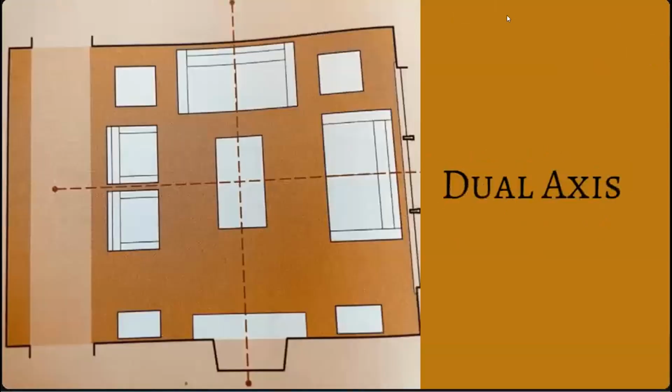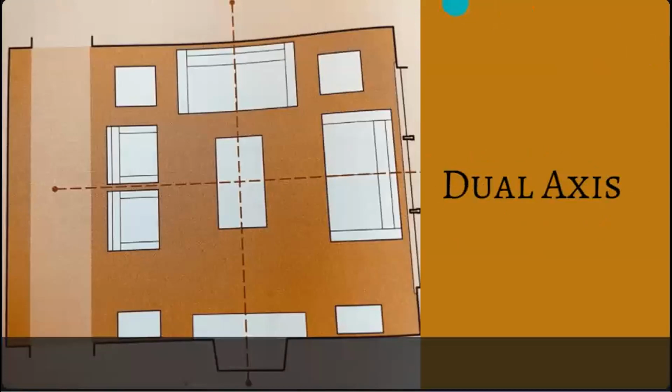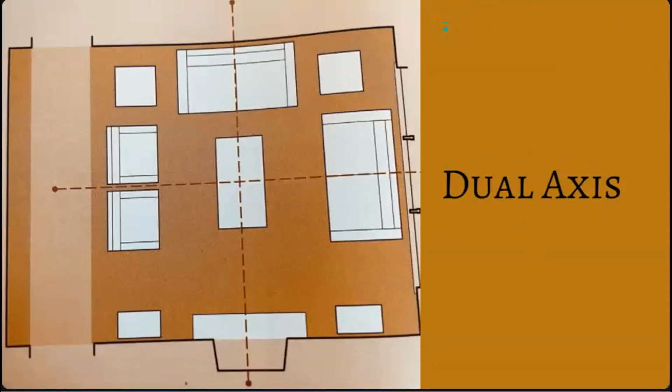Symmetrical and dual axis is clear? Guys, symmetrical and dual axis is clear, or we have to repeat it? It's clear, shall we?